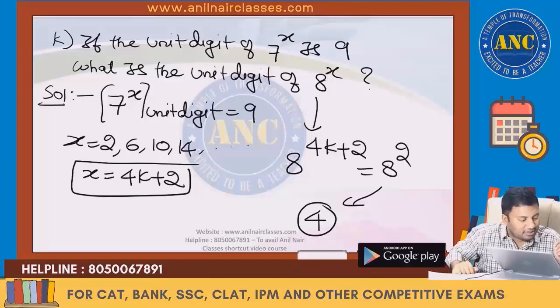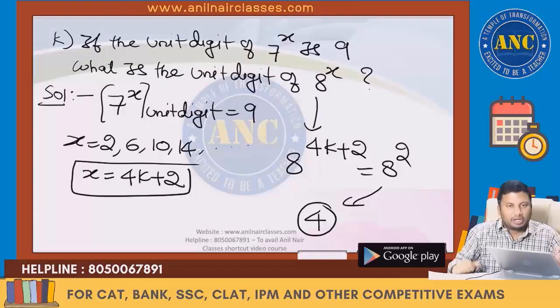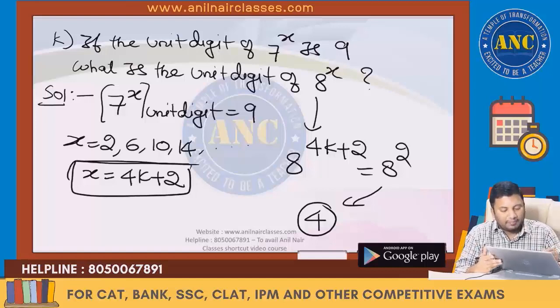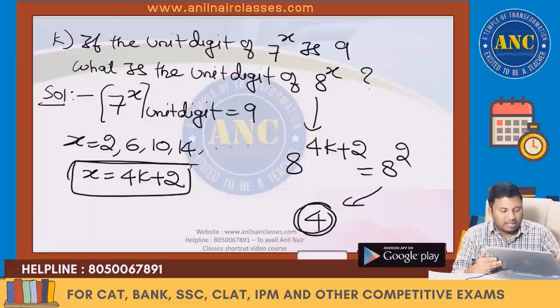Unit digit of 7 power x is 9. To get 9, x should be 2 or steps of 4, which is 2 plus 4k. If it is 2 plus 4k, 8 power 4k plus 2, so 8 square, the unit digit will be 4. Next, L.